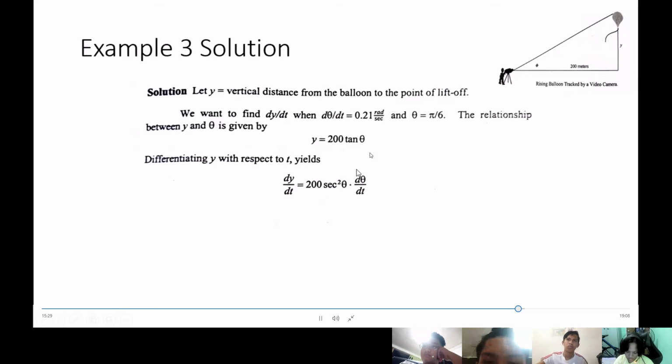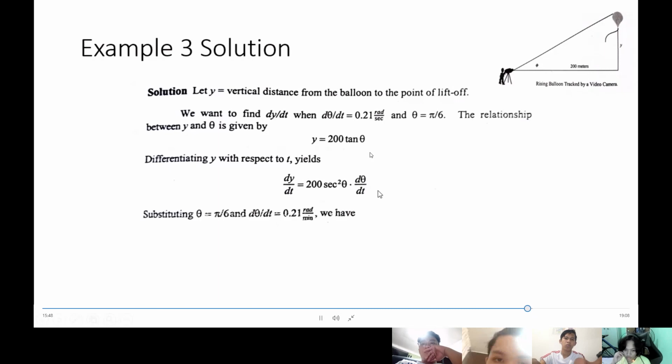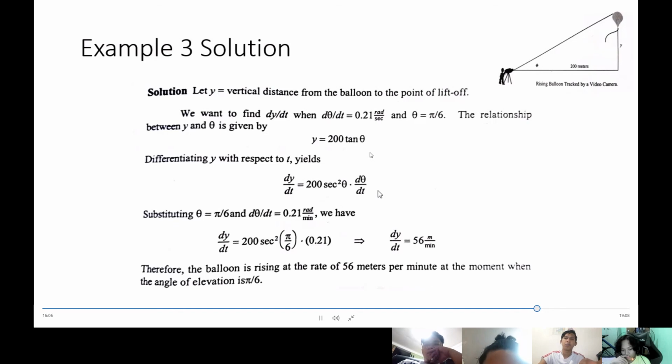Take note of this part. This is what I've been telling before, that you take the derivative of whatever's inside of the trigo function. So this is d theta over dt because we don't know yet theta. We cannot differentiate theta as is, but we can denote it as d theta over dt. So with that, we can substitute theta as pi over 6 and d theta over dt as 0.21 radians per minute. We have our solution as 200 secant squared pi over 6 multiplied by 0.21. And solving for dy over dt, we have 56 meters per minute.